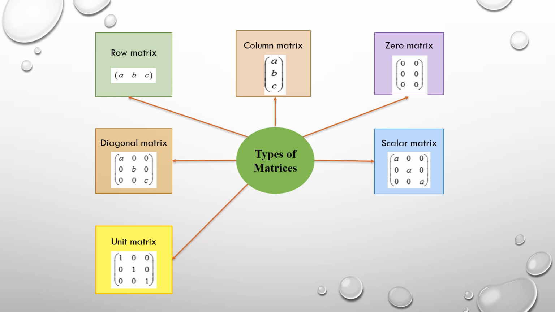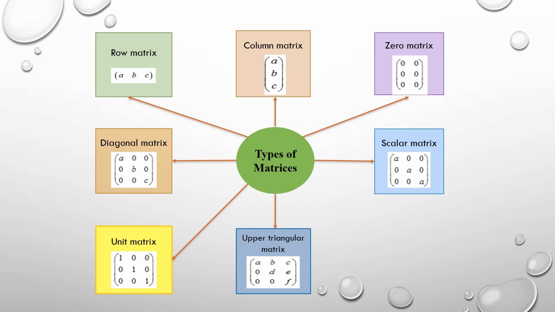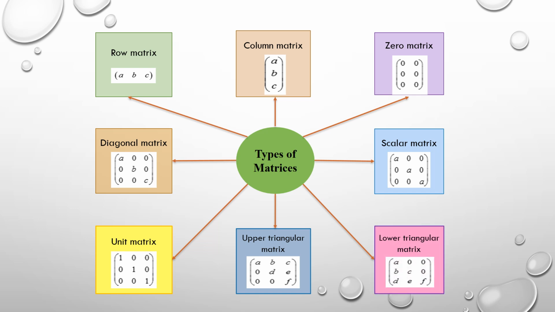A unit matrix, also known as the identity matrix, is a square matrix with ones on the main diagonal and zeros elsewhere. An upper triangular matrix is a square matrix where all elements below the main diagonal are zero. A lower triangular matrix is a square matrix where all elements above the main diagonal are zero.